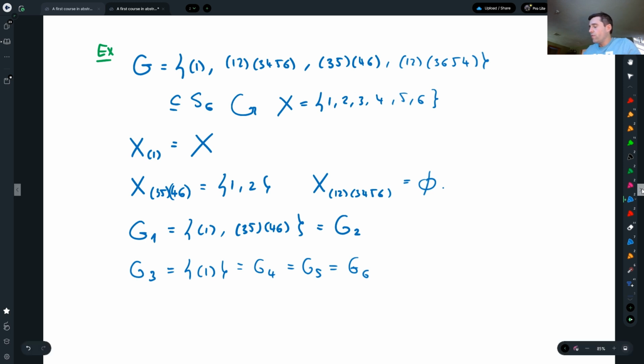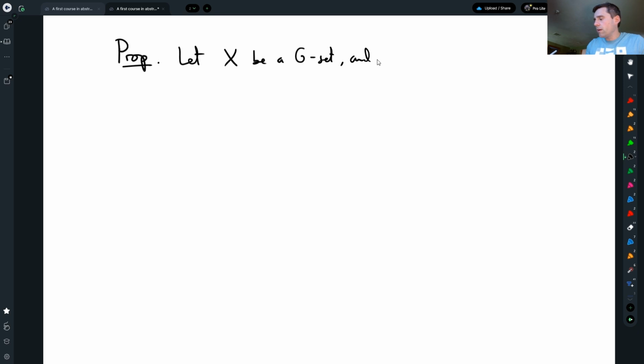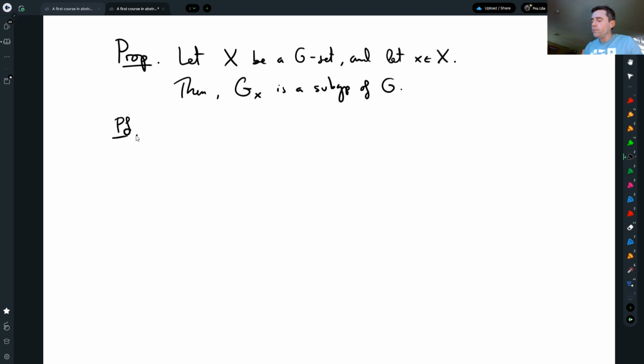So let's prove the following: that the stabilizer is a subgroup of G. Proposition: let X be a G-set, and let little x be in X. Then the stabilizer is a subgroup of G. Let's prove this. First of all, let me remind you of the definition of the stabilizer. Those are elements in G whose action on X fixes x.